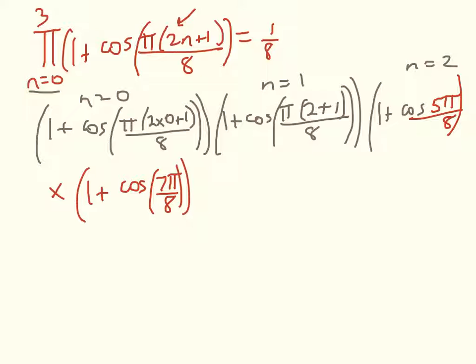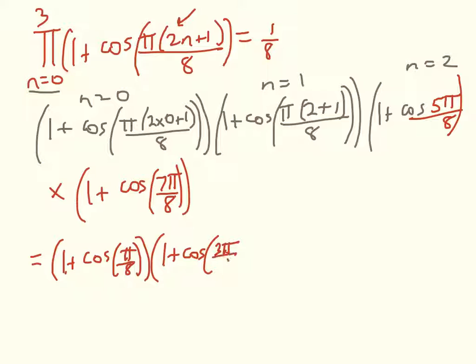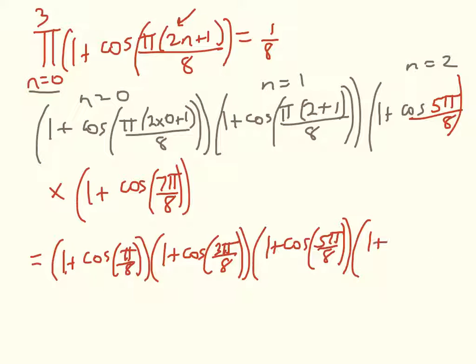So the left-hand side is that, which is equal to, just cleaning it up, 1 plus cos of pi on 8 times 1 plus cosine 3 pi on 8 times 1 plus cosine 5 pi on 8 times 1 plus cosine of 7 pi on 8.